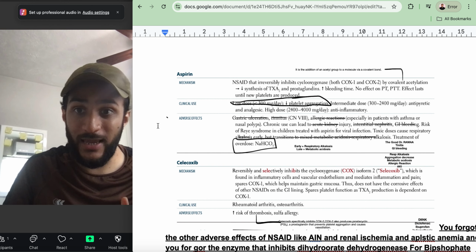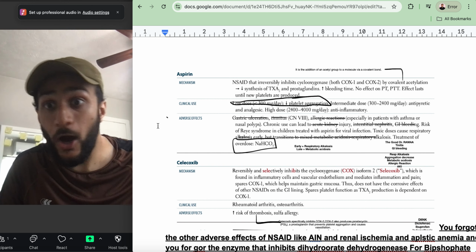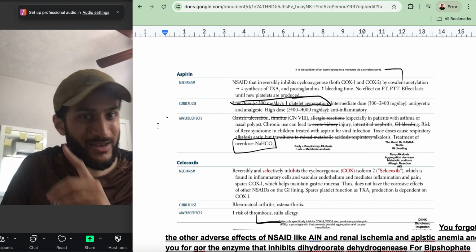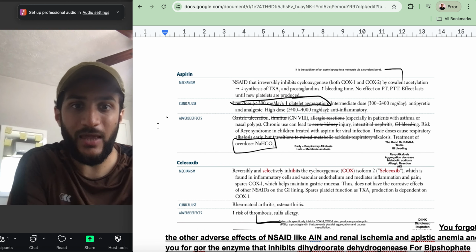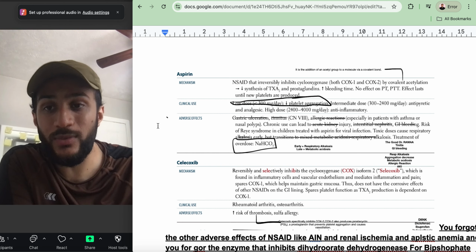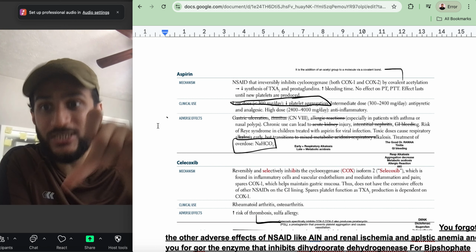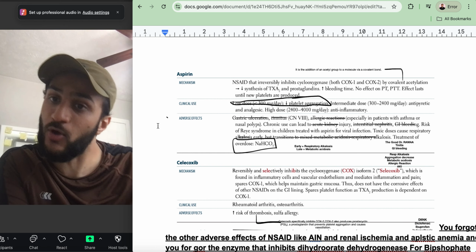And that's going to be leading to ulcers. You're possibly going to be getting some sort of ulcers, which is going to be problematic. We don't want any ulcers. Then we can see that there can be some tinnitus. This is a very important one. It can cause RAMA, which is respiratory acidosis and normal anion gap metabolic acidosis.